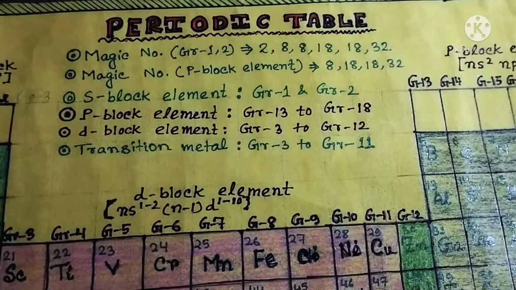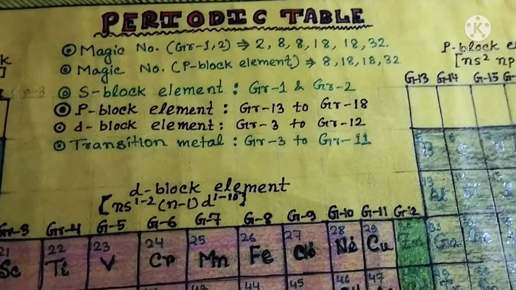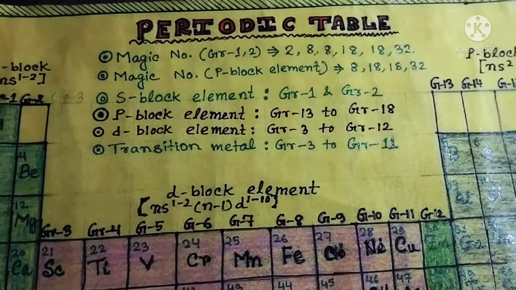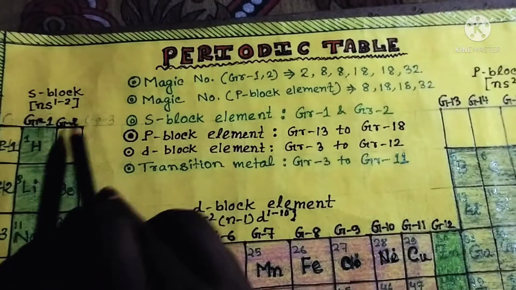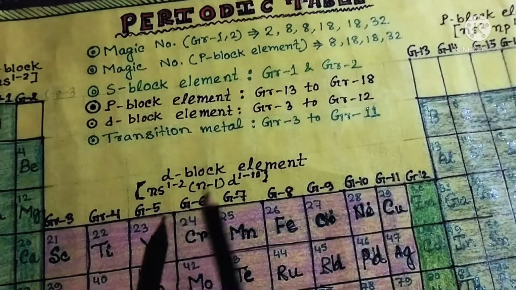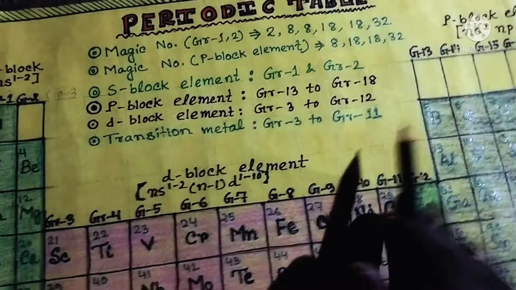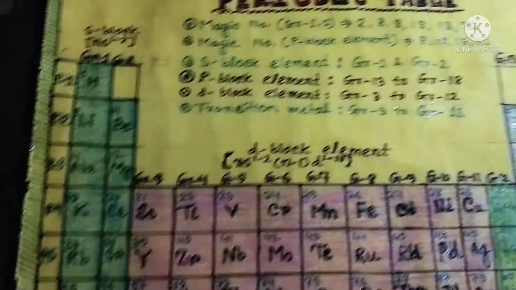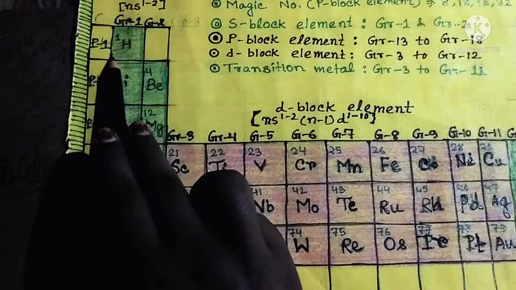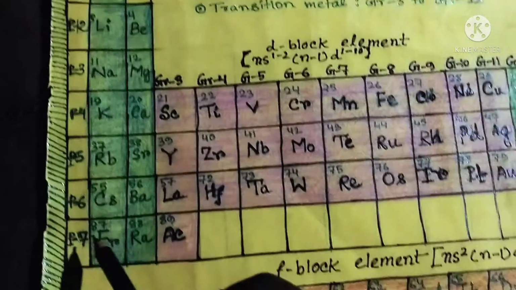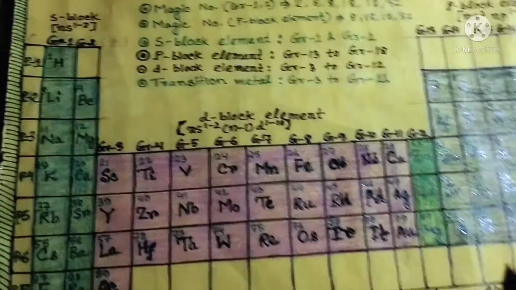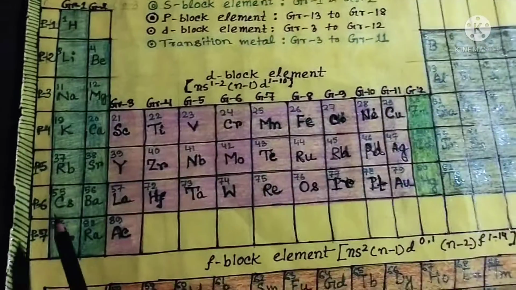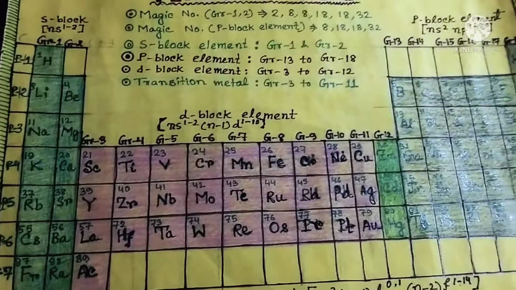Learn how to make the modern long periodic table on your own. We know that in the modern periodic table there are 18 groups: Group 1, 2, 3, 4, 5, 6, 7, 8, 9, 10, 11, 12, 13, 14, 15, 16, 17 and 18. And 7 periods, that is 1, 2, 3, 4, 5, 6, 7. So at first make a flowchart where 7 periods and 18 groups are present.